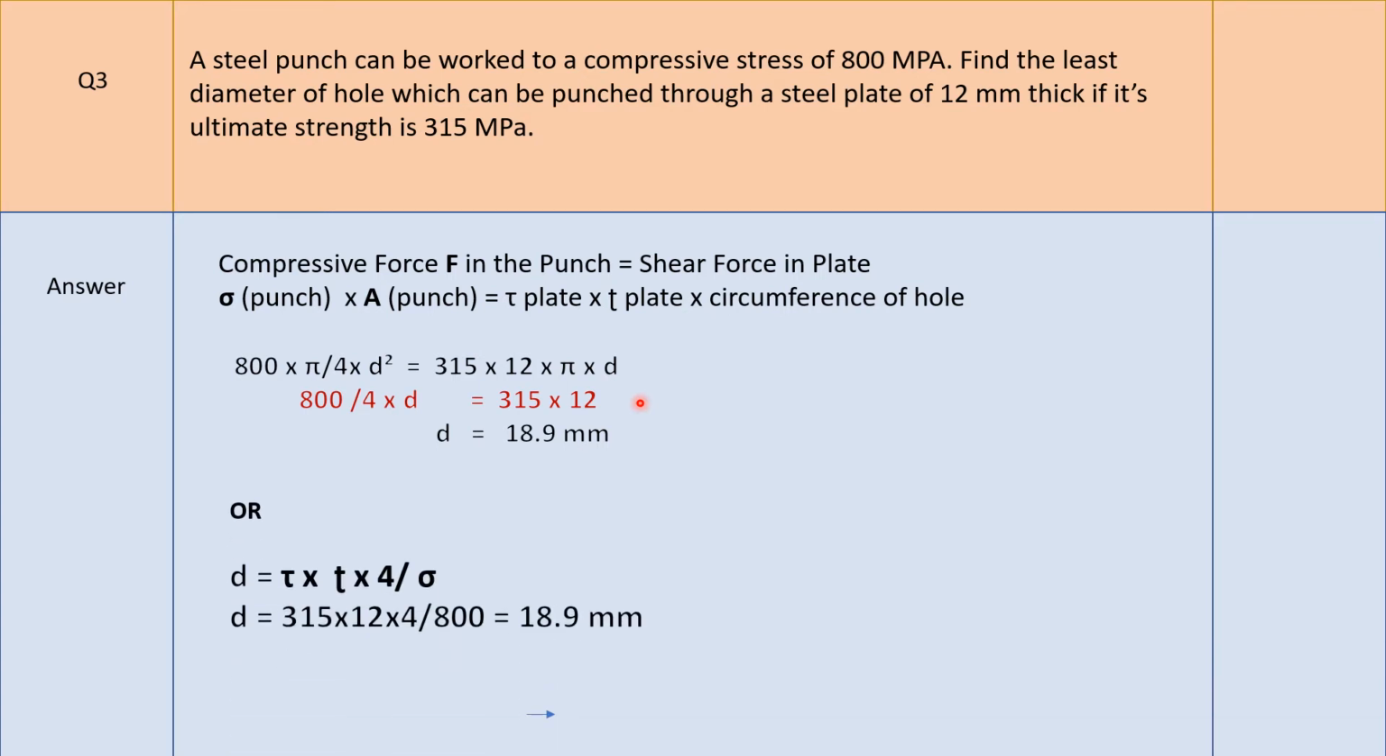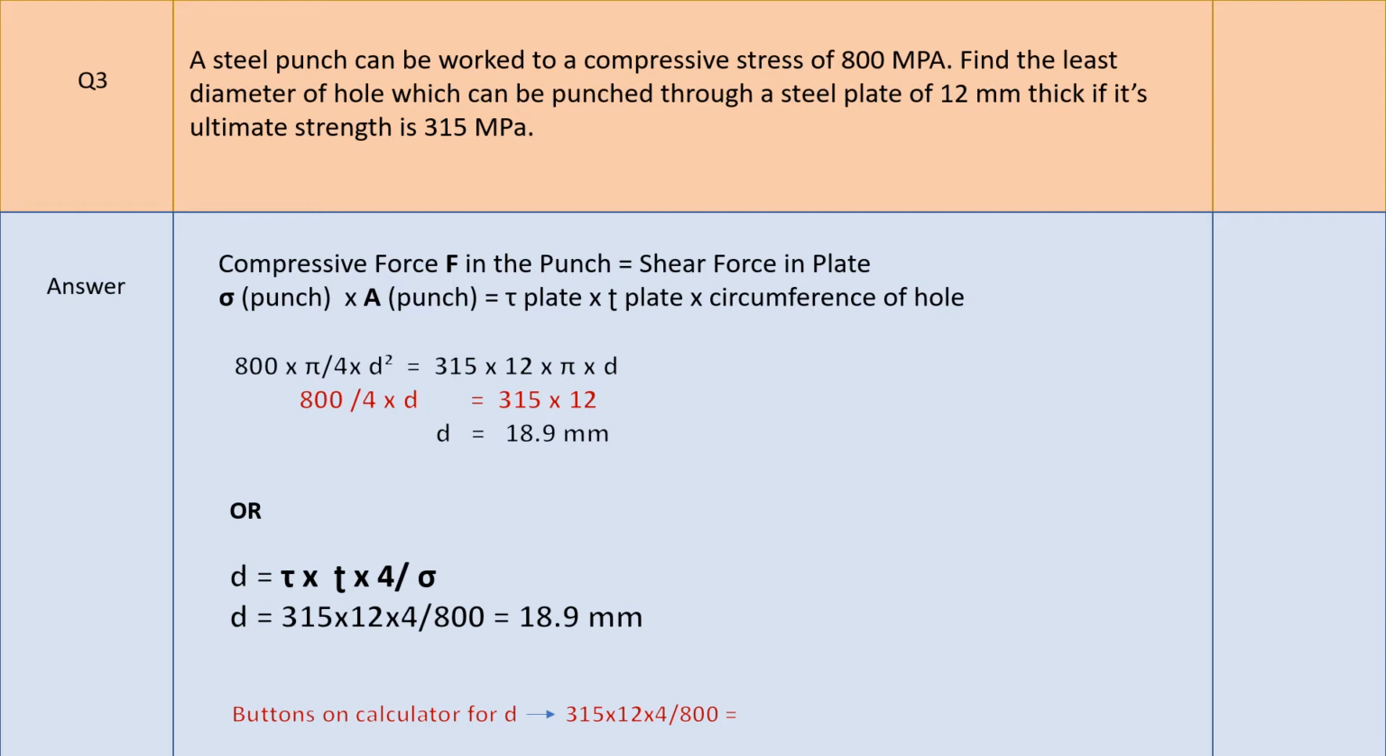And if you can directly remember the formula, d is equal to shear stress in the plate into thickness of the plate into 4 divided by compressive stress of the punch. Substitute the values. The shear stress is 315, thickness of the plate is 12 into 4, and compressive stress of the punch is 800, so divided by 800. So 315 into 12 into 4 divided by 800 will give you the diameter 18.9 mm. The buttons to be pressed on the calculator are the same: 315 into 12 into 4 divided by 800 is equal to, and you will get the answer 18.9 mm.